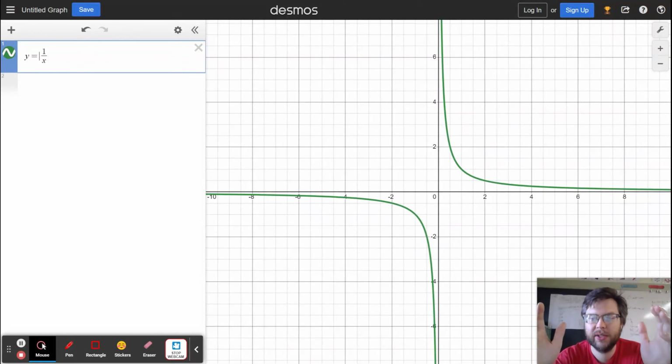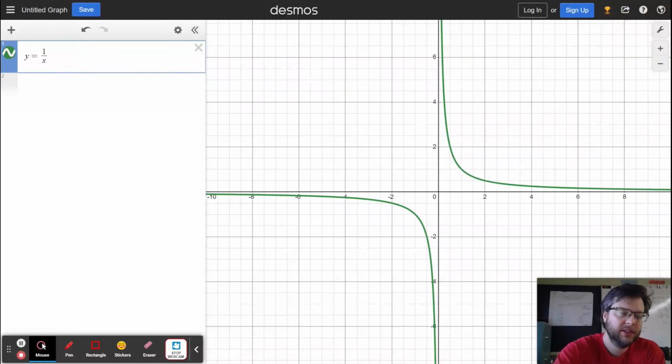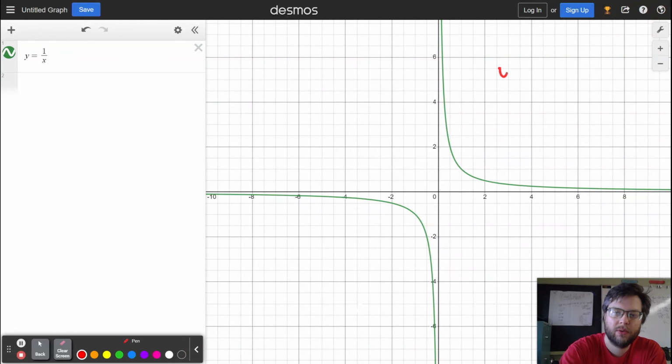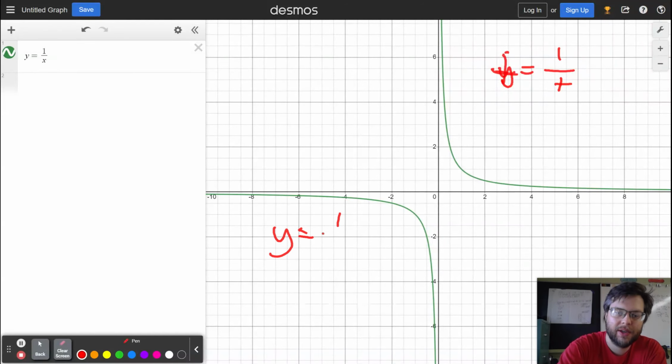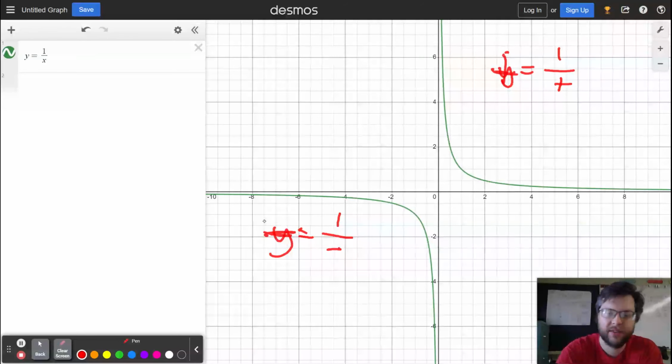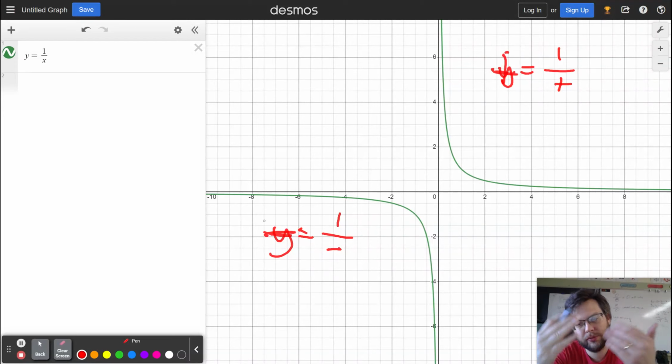And what I want you to notice right off the bat here is that there's two disconnected pieces. The piece in the top right is saying that your y values are 1 divided by a positive number, and that means that you end up with positive y values as well. Over here, your y values are 1 divided by a negative number, so that means that you have negative values over there. So that's why you have one arm in the top right quadrant and another arm in the bottom left quadrant.